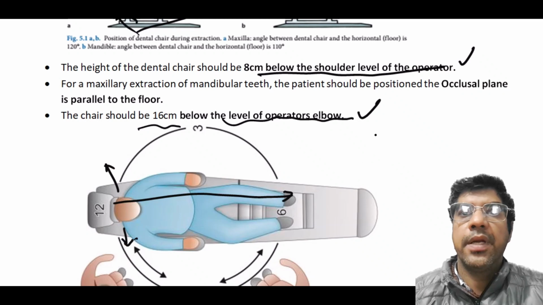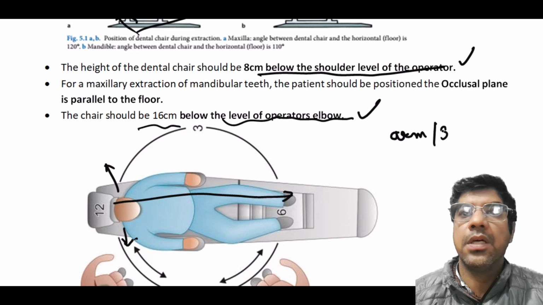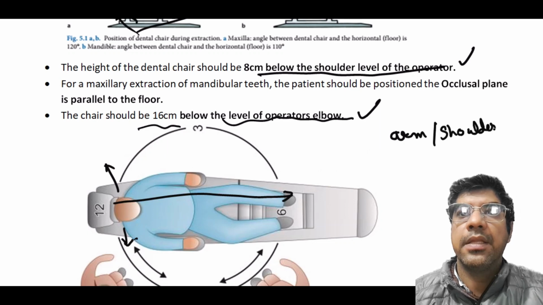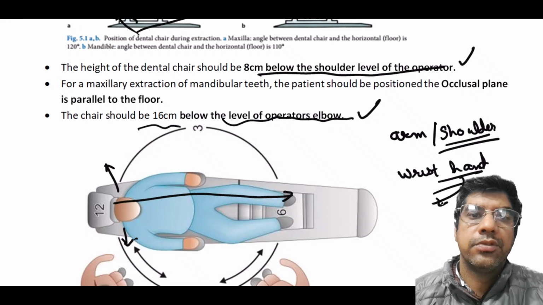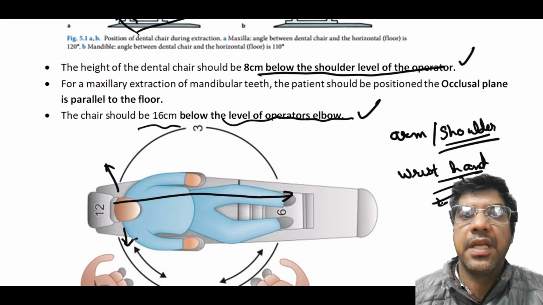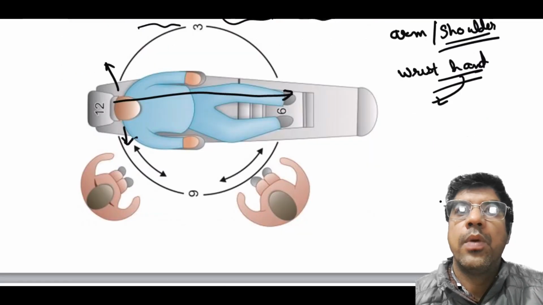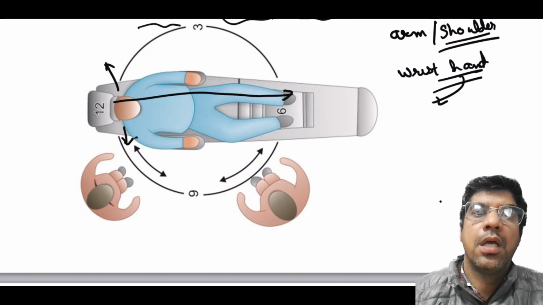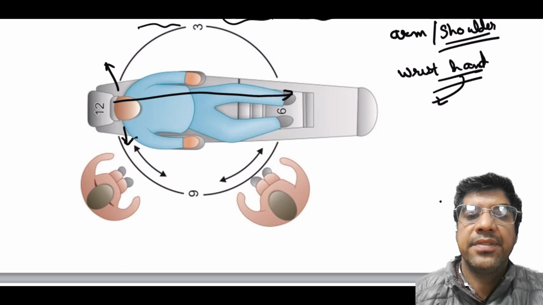The third important point is that during the extraction, the force delivery should come from the arm and the shoulder, and not from the wrist or hand pressure. That would reduce the risk of musculoskeletal strain on the operator. Now what is the position for the operator for various extractions?